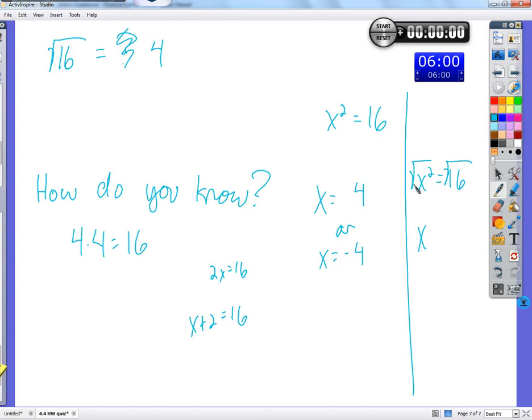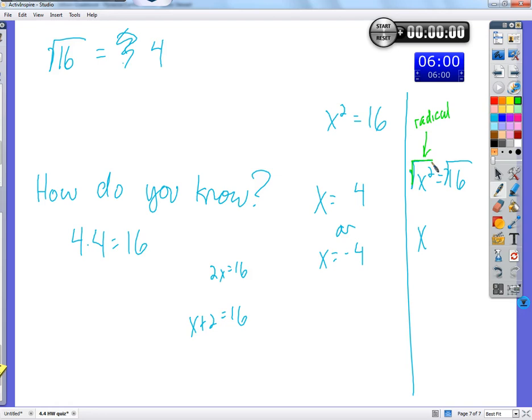You say the square root of x squared is x, just like you said the square root of 16 is 4. How do you know? x times x is x squared. It almost sounds silly to even say it. But for the same reason that 4 is the square root of 16, x is the square root of x squared, because x times x gives you that thing inside of the square root. That symbol, the square root, is called the radical.